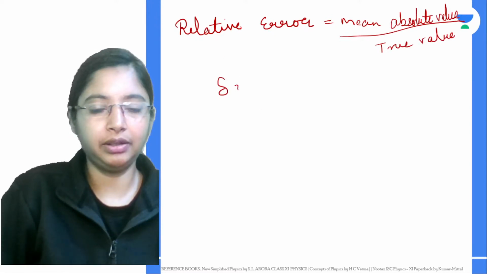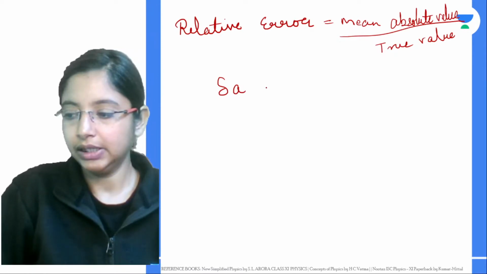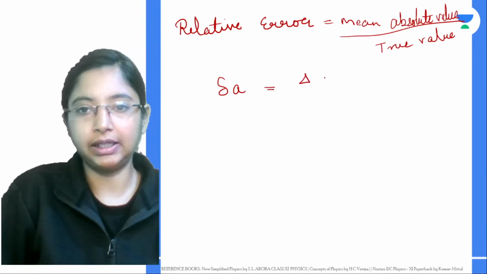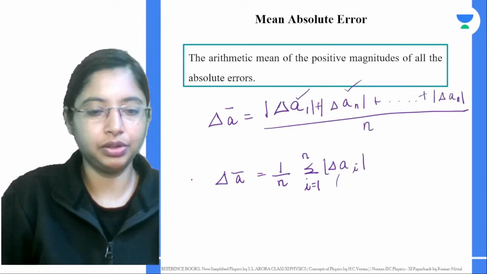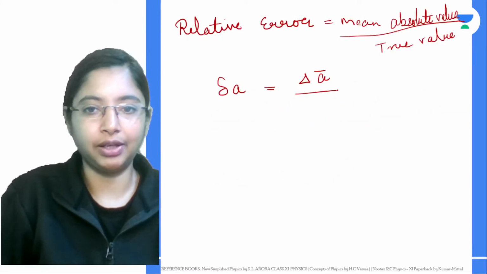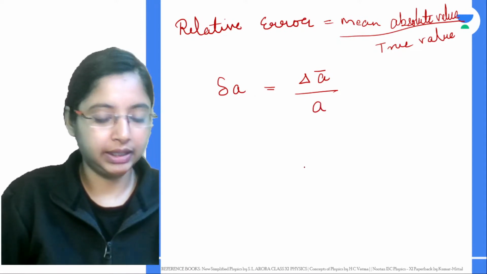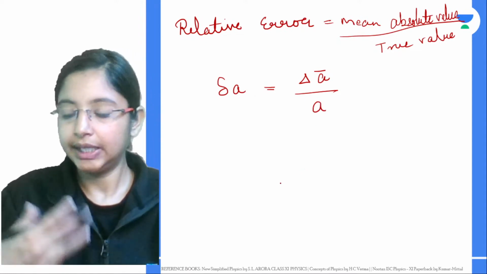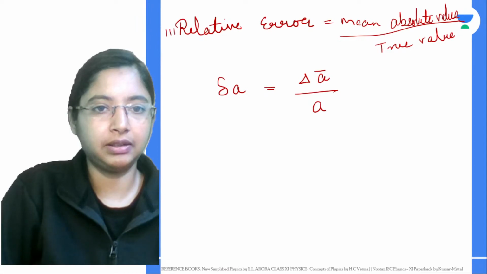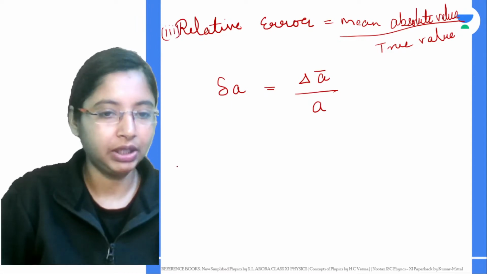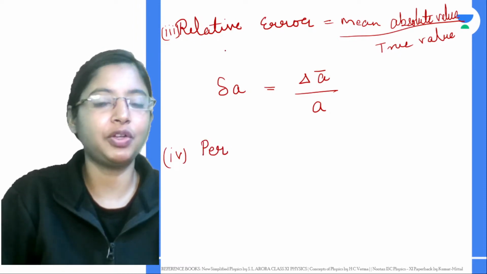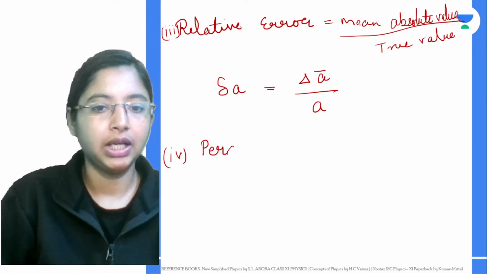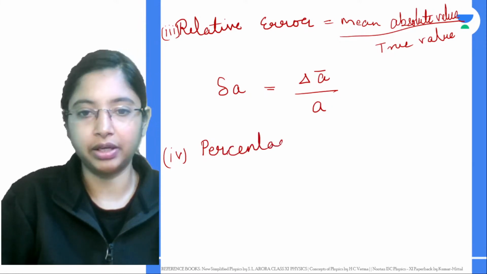So relative error, you give it as sigma A, right? This is nothing but delta A bar. What is the mean absolute value? That is this value that you found, divided by the actual value. That will give you your relative error. Next, this is the third type of error. The fourth type is the percentage error. Relative error, sometimes we call it fractional error as well. Then we have the percentage error.